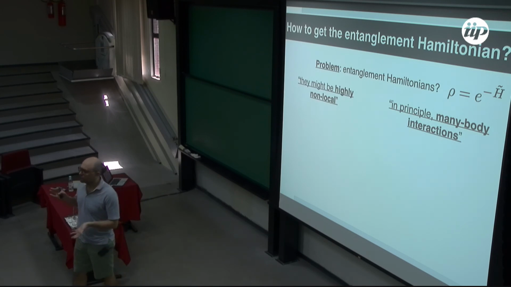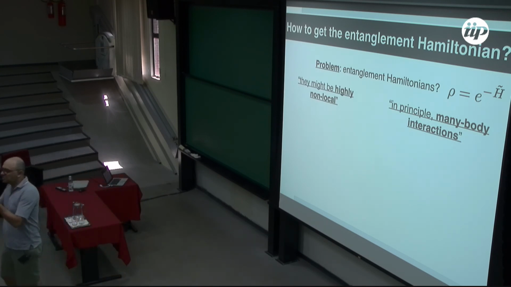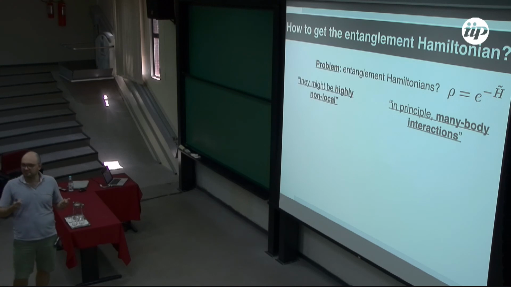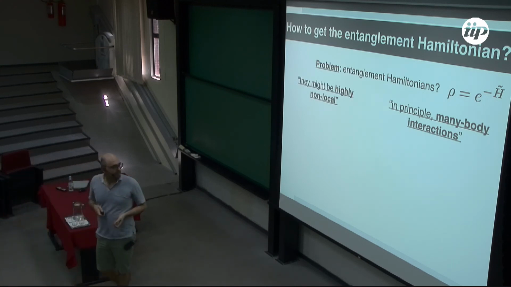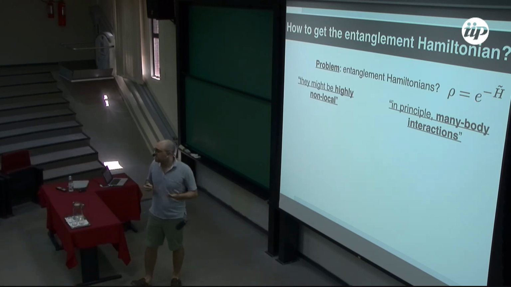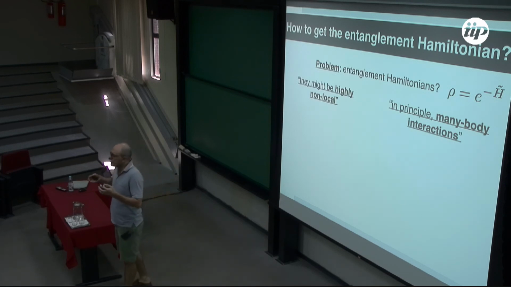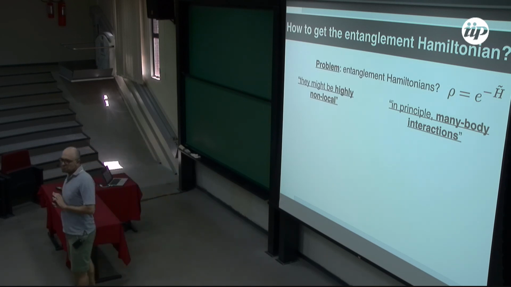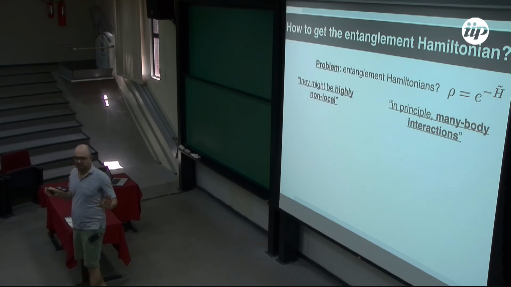Okay? So you don't want to deal with that. It's not necessarily nearest neighbor or next nearest neighbor. It can be arbitrary. Okay? And not only arbitrary, this can contain arbitrary many-body interactions, like 5, 6, 7 body. So it's completely unrealistic. Okay?